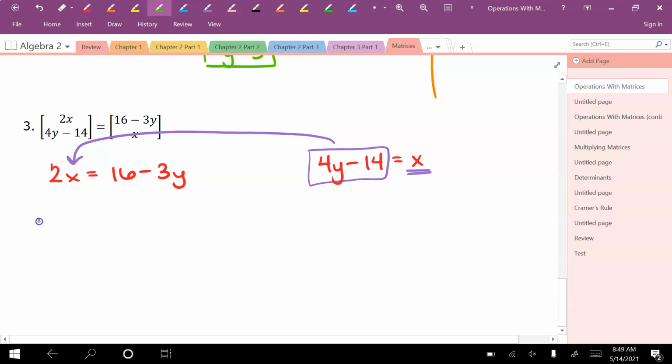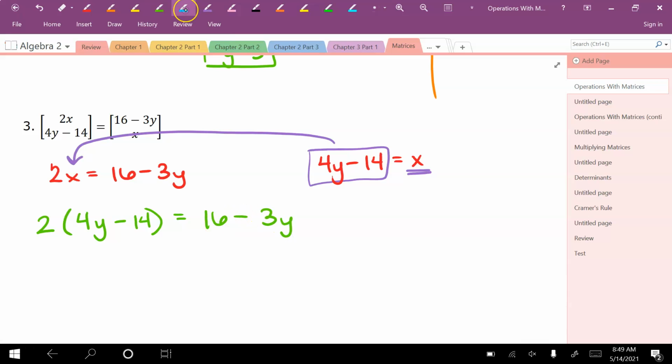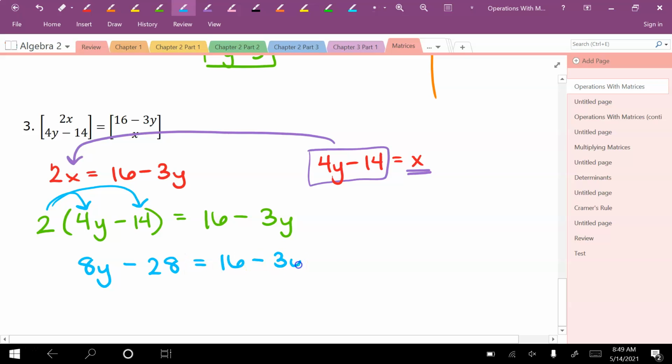So there's a 2 out front. So I'm going to put that 4y minus 14 in parentheses right next to the 2. And then that's still going to say equals 16 minus 3y. I'm going to distribute the 2. So we have 8y minus 28 equals 16 minus 3y. Now I only have one variable. I just have y's. So I'm going to finish by solving for y and then using my y value to go back and help me solve for x.